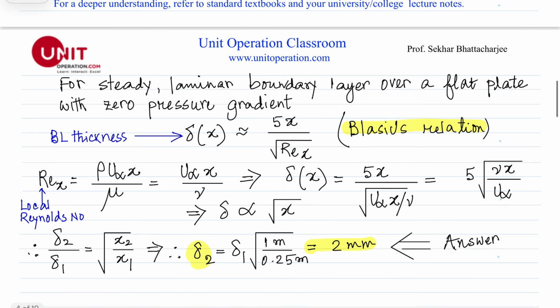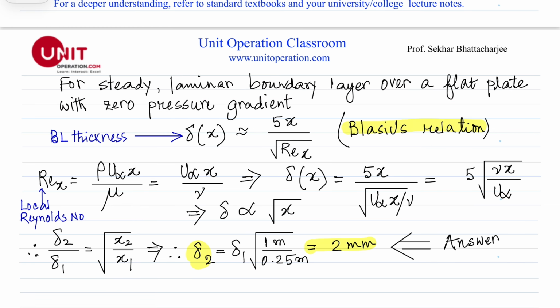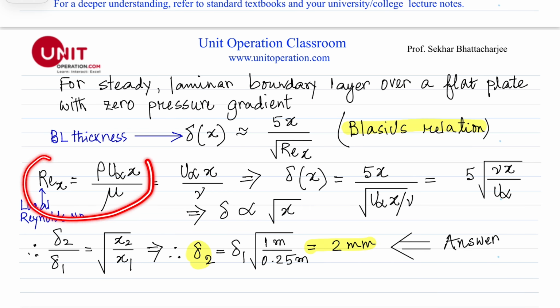Next part is very easy. The Blasius solution is given here for steady laminar boundary layer over a flat plate with zero pressure gradient. This is the boundary layer thickness. This is given by this one. This is the local Reynolds number, which is defined as this one in terms of x, where x is the distance from the leading edge of the plate here. This is viscosity. This is density, and so we know mu over rho is the kinematic viscosity. So this is what it is.